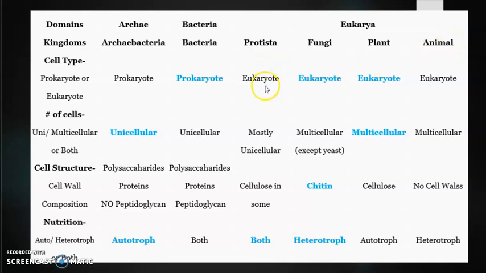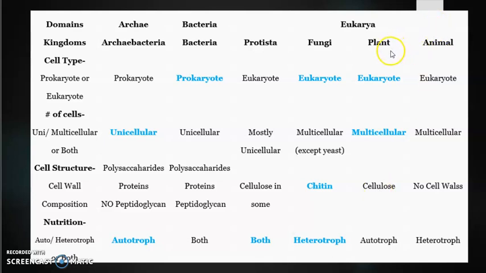Protists are eukaryotic. They are mostly unicellular, but you will learn there are some that are multicellular. And in their cell wall, you possibly could find cellulose. And then you find both autotrophs and heterotrophs in this group. Kingdom fungi is eukaryotic. They are multicellular, with the exception of yeast. Yeast is unicellular. Their cell wall contains chitin, and they are all heterotrophs. They have to digest something else to get their energy. They cannot make their own food.